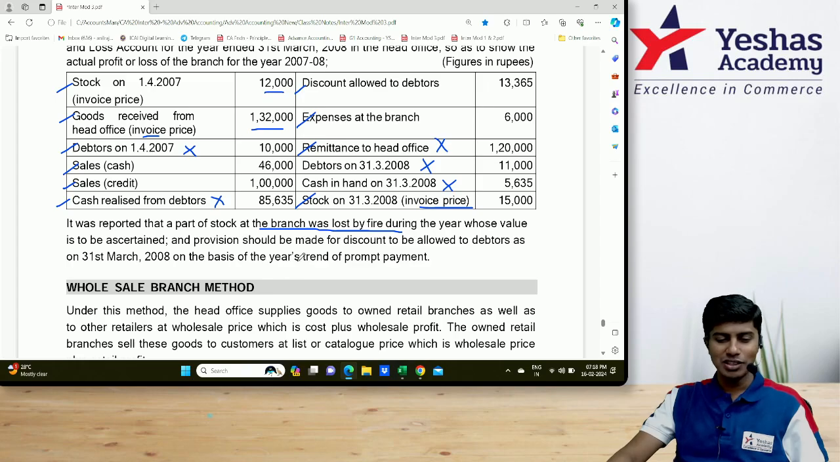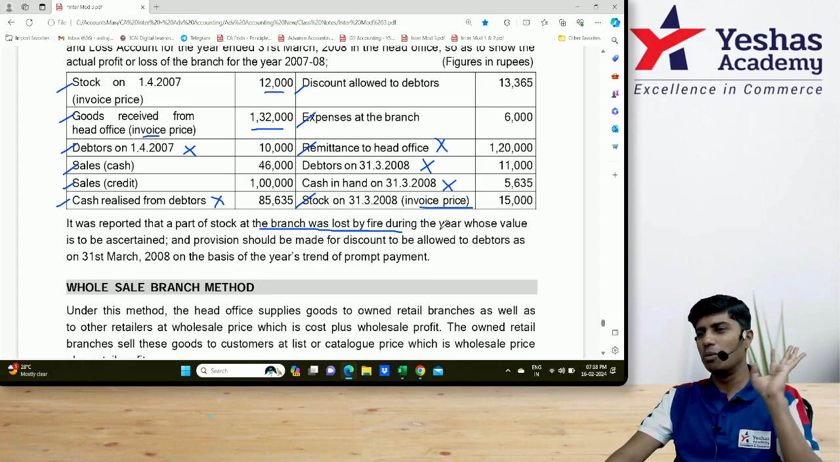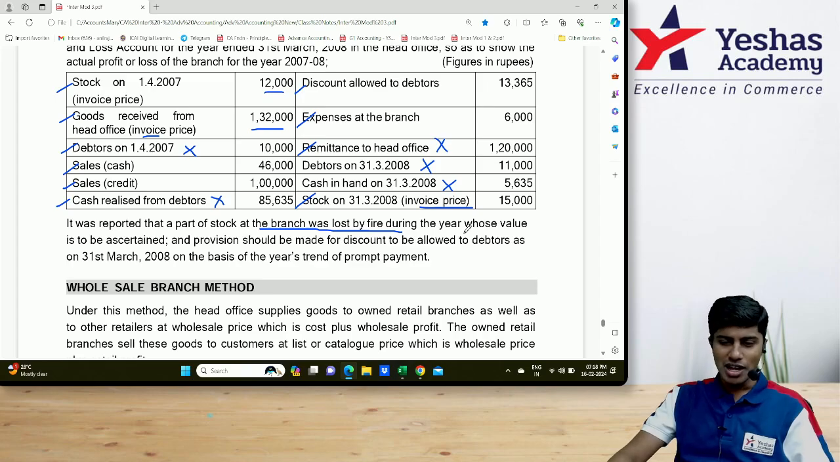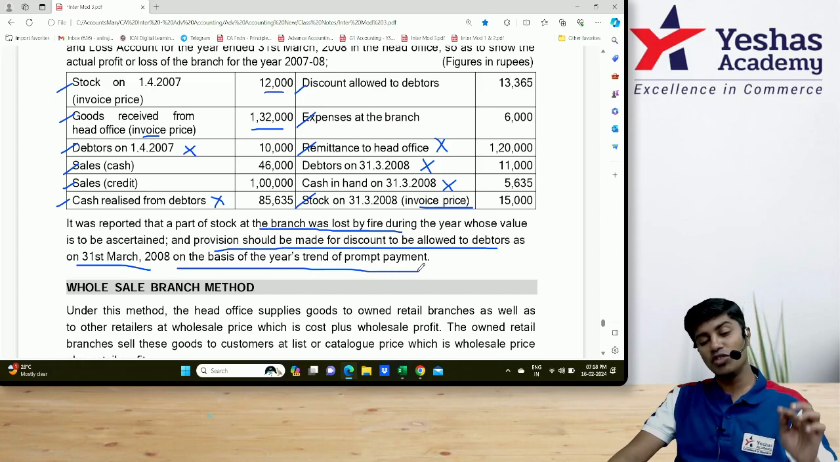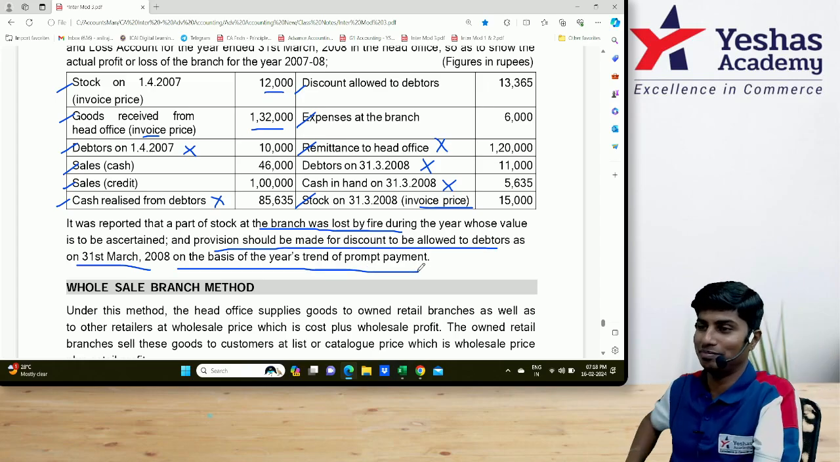What's left in the question? The last one. This is the most beautiful part of the question. Whose value is to be ascertained? Provision should be made for the discount to be allowed by debtors as on 31st March 2008 on the basis of the year's trend of prompt payment.